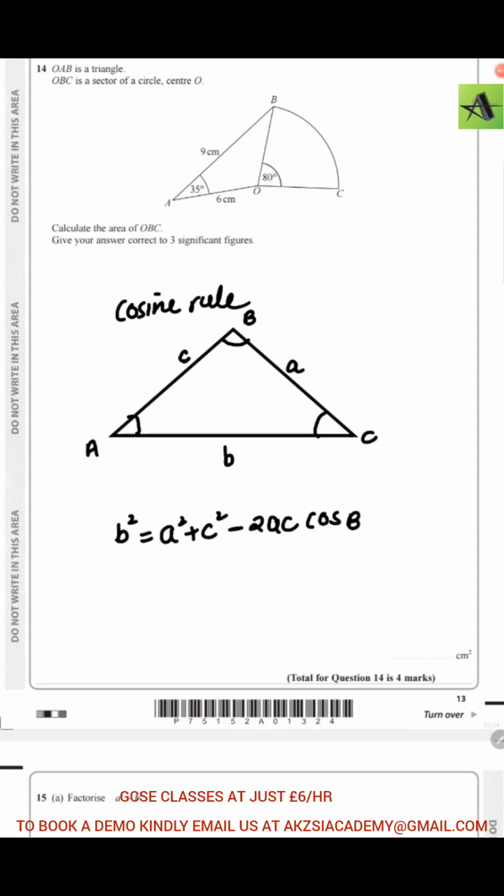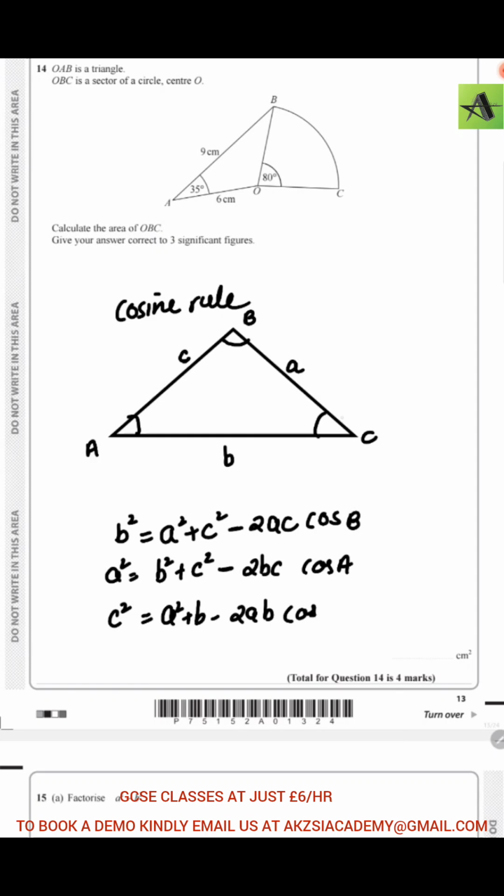Similarly, if you want to calculate A squared, that means this one, so the sum of squares of the other two sides, which will be B squared plus C squared minus 2BC cos of A. And then if you want to calculate C squared, it will be A squared plus B squared minus 2AB cos of the angle included between A and B, which is C. Or you can say this C would be here, this A would be here, and this B would be here.